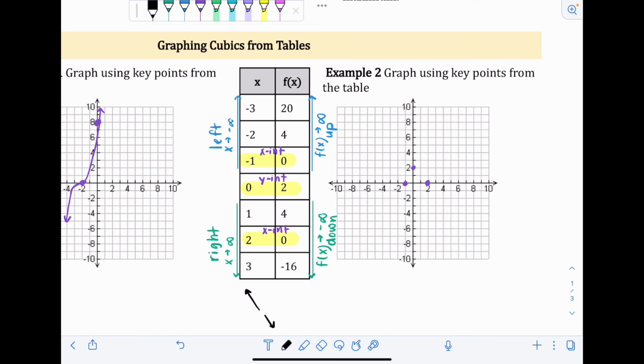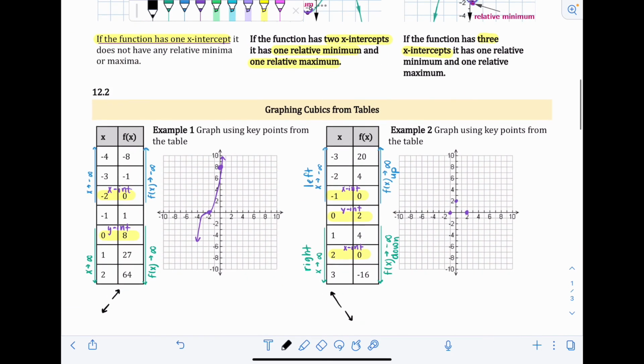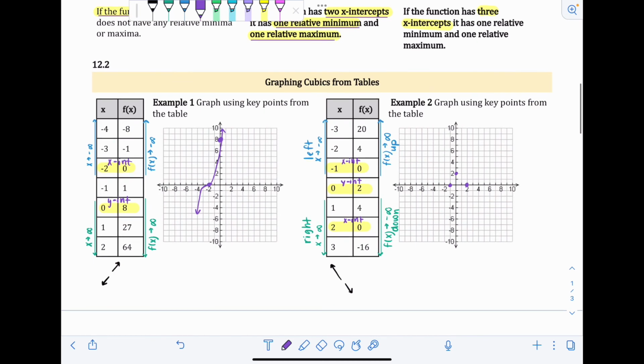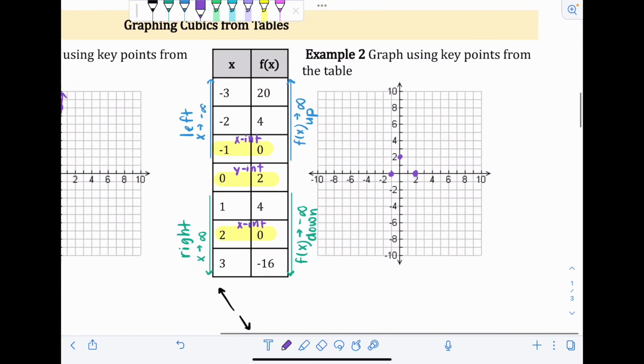So we have two x-intercepts. That goes back to this middle section right here. If it has two x-intercepts, there's going to be one relative minimum and one relative maximum. We already found those for that table. I'm going to go through them one more time because it's kind of a confusing thing, so why not get another explanation of it?